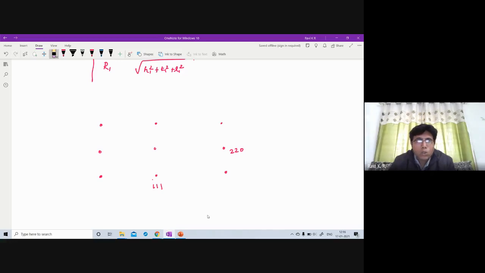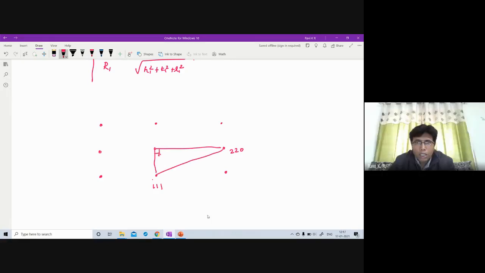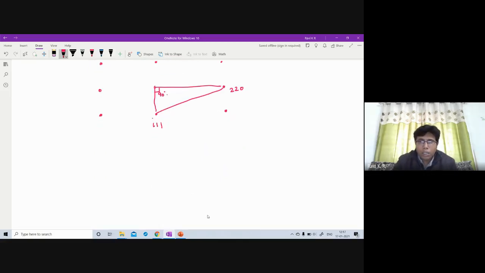The angle between these two planes is how much? What is the angle between these two planes? 90 degrees, sir. 90 degrees. Okay. If we go back to, I do not know, you have to go back to your school level. Vectors: when you have two planes, how to calculate the angle between them?